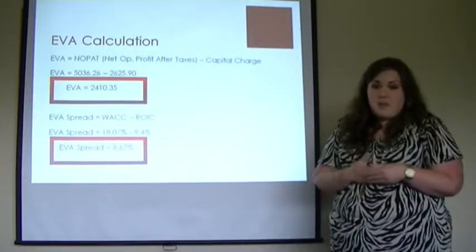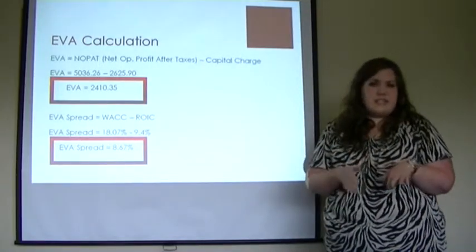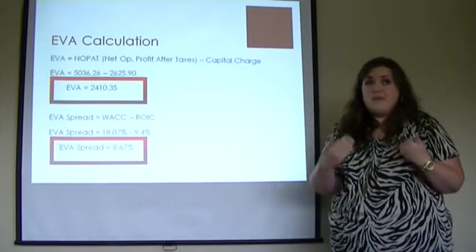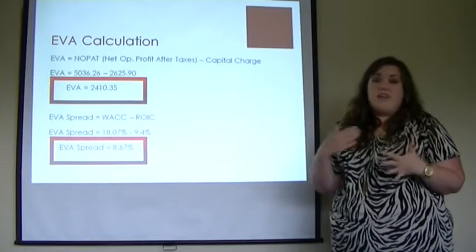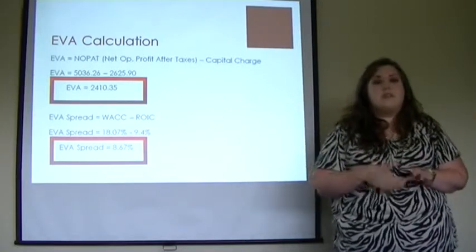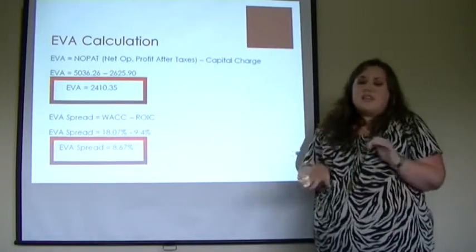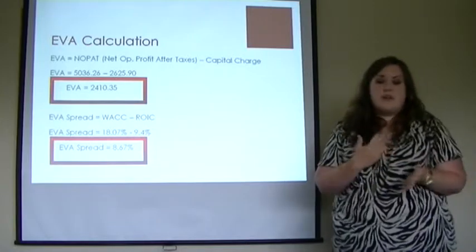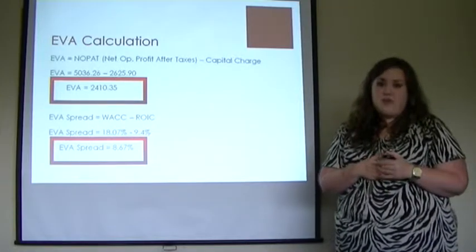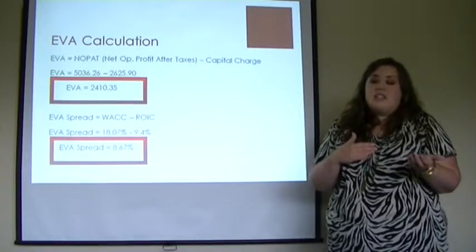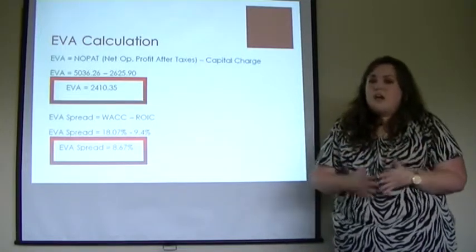We end up with an economic value added, and I think this is in thousands, of 2410.35, which I'm happy with because it's positive. We're making money, we have a net profit, we have retained earnings, and we have money to pay out to our shareholders in dividends. And then the EVA spread, which basically just puts this into a percentage, is the weighted average cost of capital minus the return on invested capital. That ends up being 8.67, which I'm happy with as well.